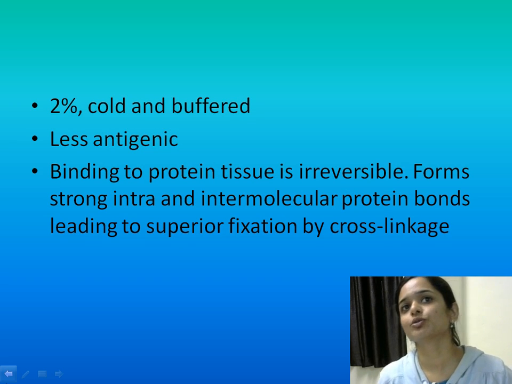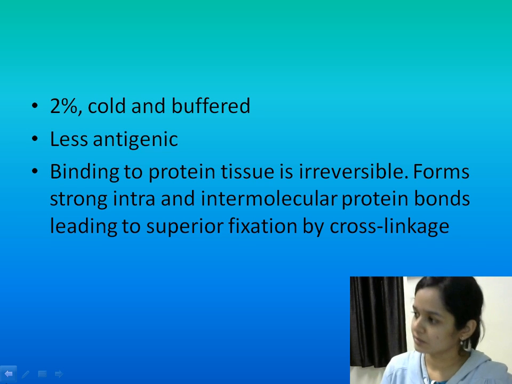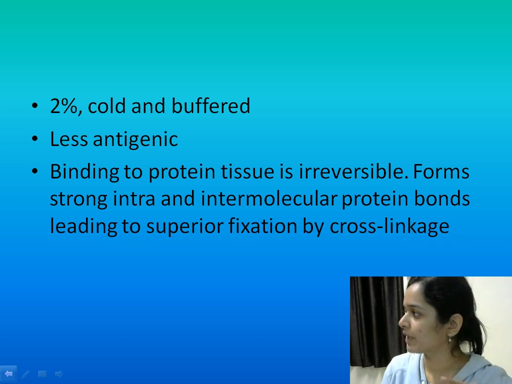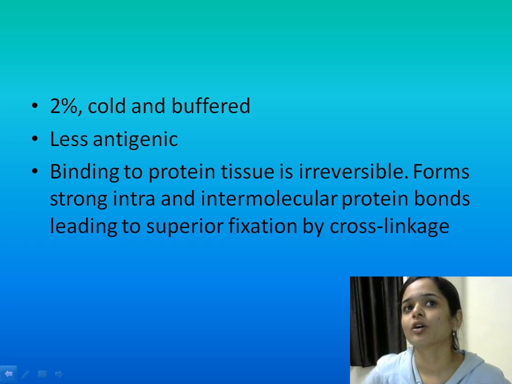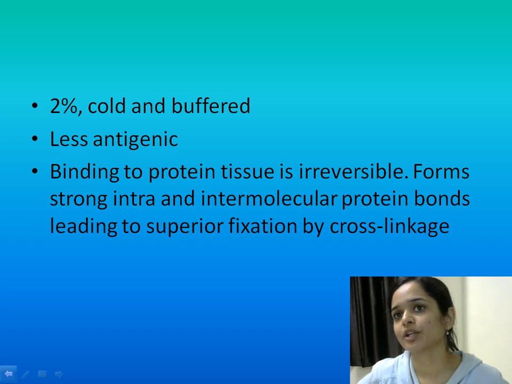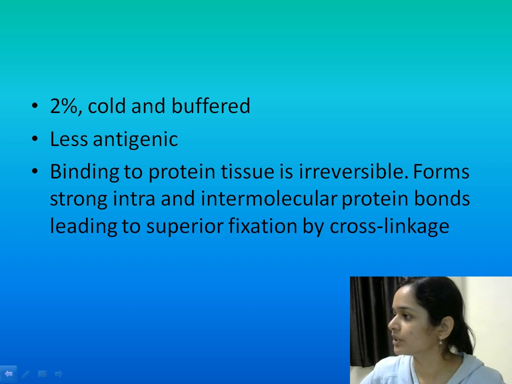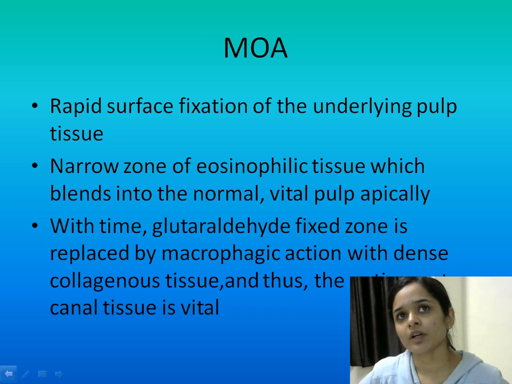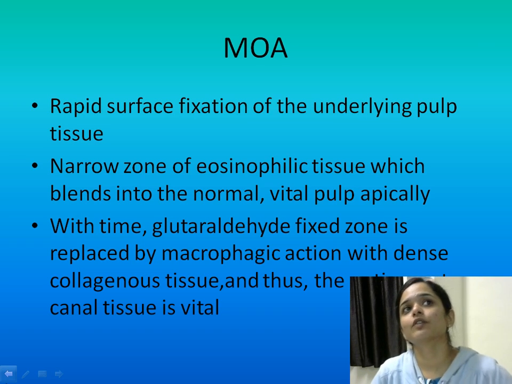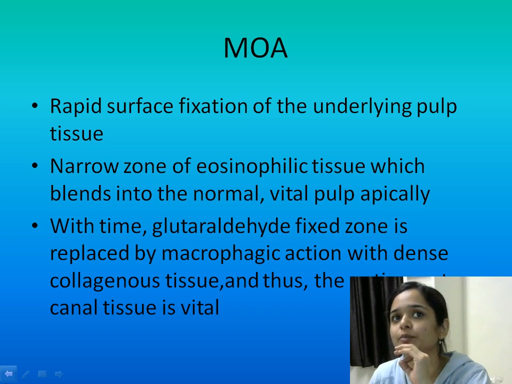Binding to protein tissue is irreversible. In formocresol, the bond with peptides was reversible. Here, it is irreversible. It forms strong intra and intermolecular protein bonds, leading to superior fixation by cross-linkage. Fixation is superior to that with formocresol. With cross-linkage, how it acts is the mechanism of action: rapid surface fixation of the underlying pulp tissue, with a narrow zone of eosinophilic tissue which blends into normal vital pulp apically.